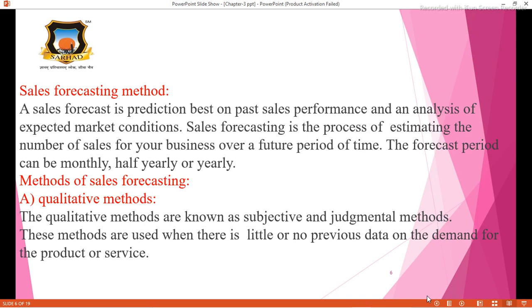So see the methods of sales forecasting. The first is the qualitative method. The qualitative methods are known as subjective and judgmental methods. These methods are used when there is little or no previous data on the demand for the product or service. We use qualitative methods when we have no previous data. That time we are using qualitative methods.